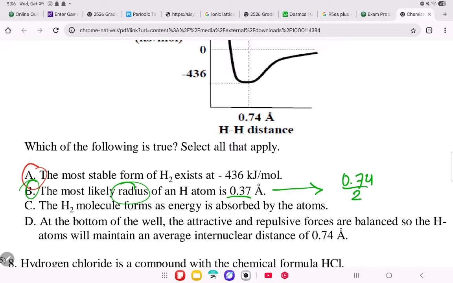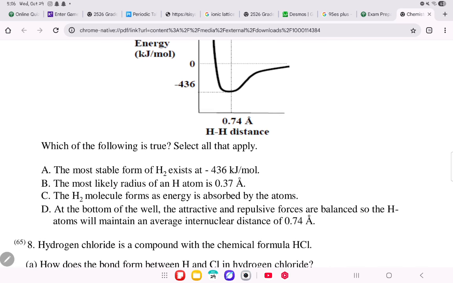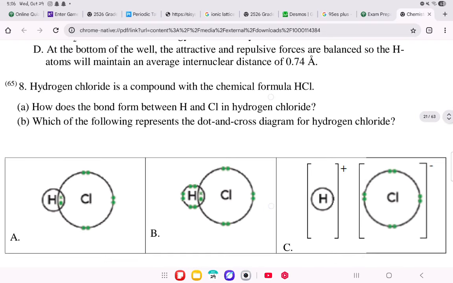Then, H2 molecule forms as energy is absorbed. No, this is wrong. And they told us at the bottom of the well, the attractive and repulsive forces are balanced so that the H atoms will maintain an average internuclear distance of 0.74. This is also true. So the 3 correct answers are A, B, and D. We'll move on to question number 8. Hydrogen chloride is a compound with the chemical formula HCl.